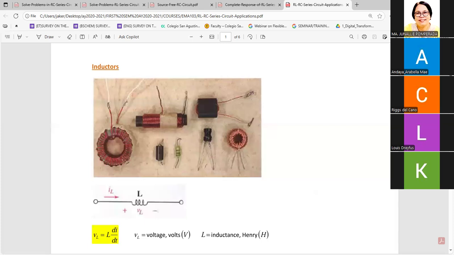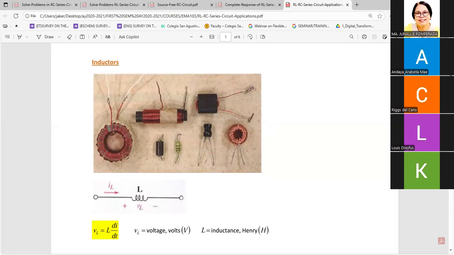Now, as for the inductor, these are examples of inductors that you can see here shared to you. And for the voltage drop across the inductor, you have a product of a derivative and the inductance. So the inductance L is multiplied to the rate of change of the current that passes through this inductor over time. So the rate of change of the current is the di dt that you're seeing here. And the product of these two is the voltage drop across your inductor. So still the voltage has the unit volts and the inductance has the unit in Henry or Henrys.